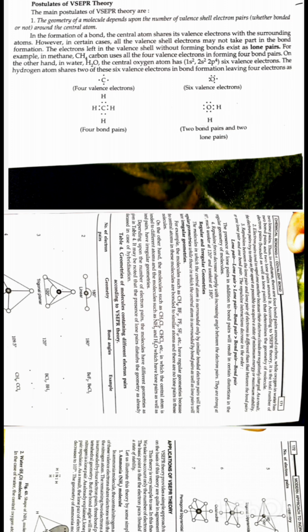For example, the molecules such as methane, BF3, PF5, SF6, etc. have regular geometries because the central atoms in these molecules are bonded to similar atoms and there are no lone pairs in these molecules. On the other hand, the molecules such as CH2Cl2, CHCl3, etc., in which the central atom is bonded to different atoms, and the molecules such as ammonia and water, which have lone pairs as well as bond pairs, have irregular geometries. Depending upon the number of electron pairs, the molecules have different geometries. It may be noted that the presence of lone pairs disturbs the geometry as already discussed in the case of hybridization.